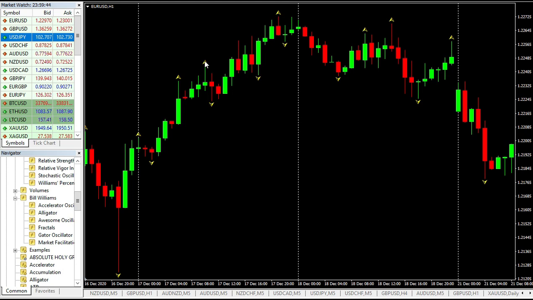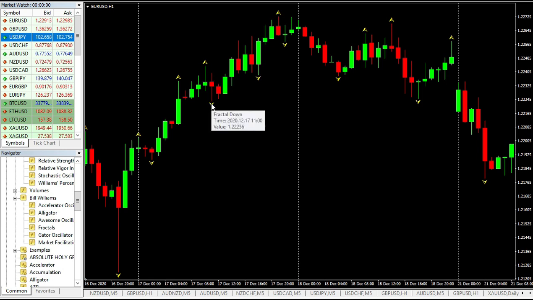This is an up fractal. The up fractal must have two candles on its left which have a lower high. The high of this candle is lower than the fractal candle, and the high of this is also lower. And then also on the right hand side there should be two candles with lower highs. So this is a lower high and this is a lower high. So out of the five, the middle candle is the fractal candle.